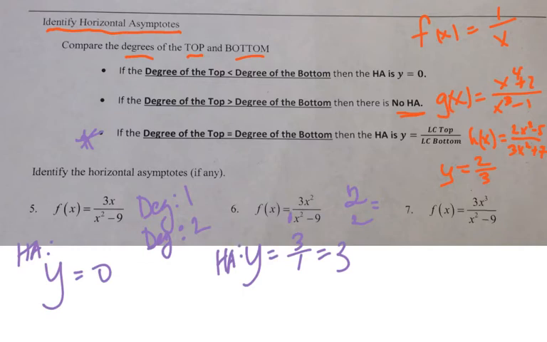Okay. And then for this third example, f of x equals 3x to the third over x squared minus 9. Let's pick a different color for this one. We have the degree on the top is 3, the degree on the bottom is 2, the degree on the top is greater than the degree on the bottom, so therefore there is no horizontal asymptote.